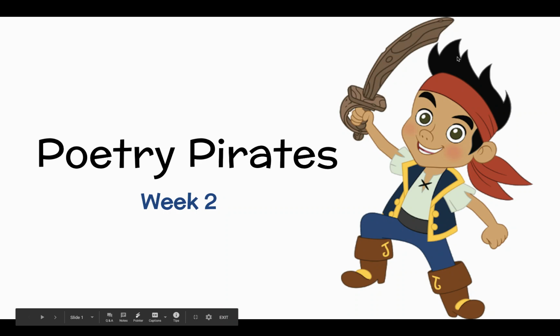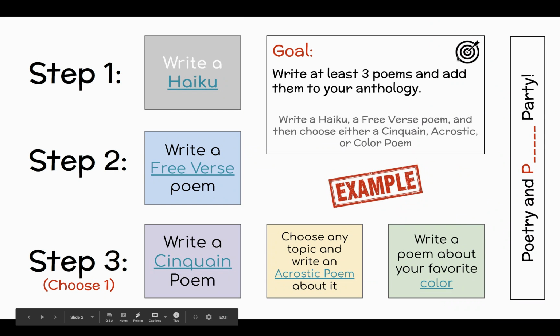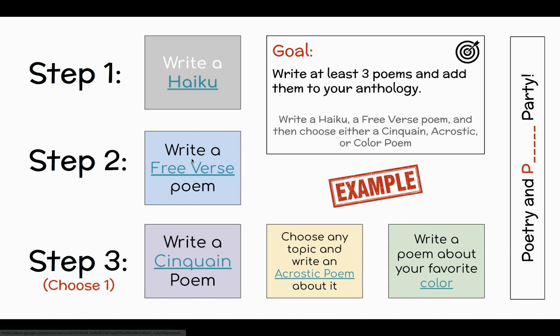The lesson starts off with a title page, and then the next page is a choice grid that I developed for my students to follow. For step 1, they had to write a haiku, step 2, a free verse poem, and then for step 3, they could choose one of the 3 poems here at the bottom.